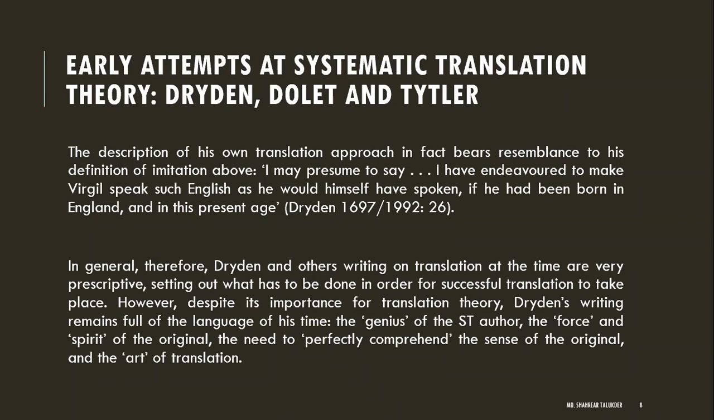Dryden ebong tar samoshamayik jara translation niye kaj korchen tader eta chilo ekta way of talking about translation. Tara ki korte prescribe korten je eta koro eta koro eta kora jabe na, translation ebong hote hobe. So that was prescriptive. However, despite its importance for translation theory, Dryden's writing remains full of language of his time. So it says that Dryden's language, I mean his translation, it's full of the language of his time. That means he would go to that extent that sometimes it may appear that it is a kind of adaptation.